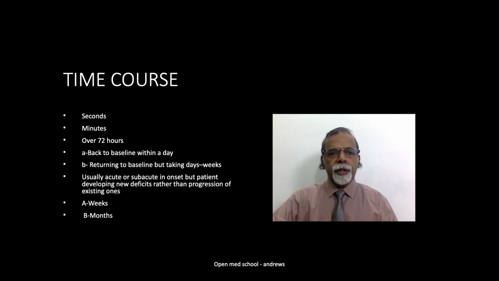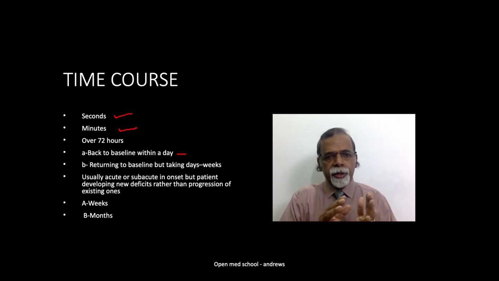So, let us go into a little more detail on the time course. Some diseases can occur in seconds, that is called hyperacute onset. Some occur over minutes, that is acute onset. Some over 72 hours, and the disease may come back to baseline within a day. For example, somebody with a transient ischemic episode, the weakness occurs abruptly, but it may resolve in less than 24 hours and the patient may go back to normal.